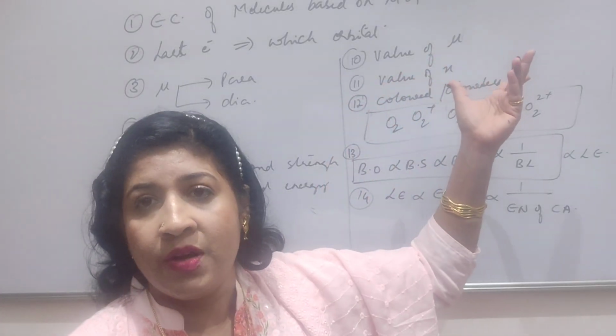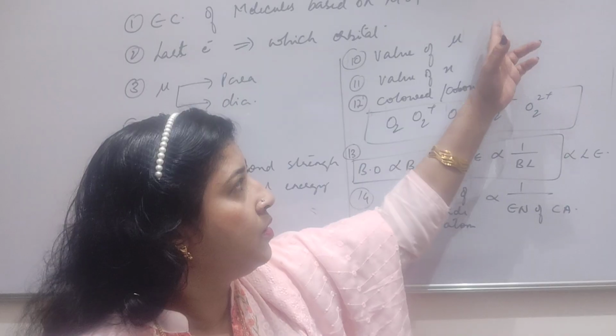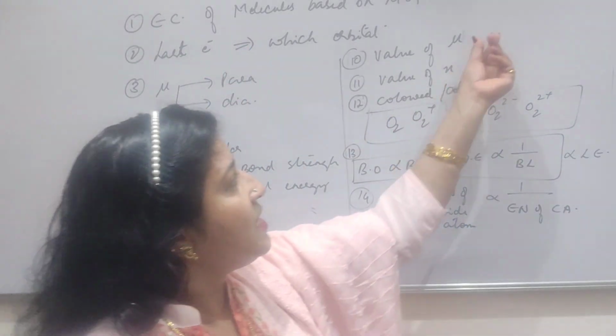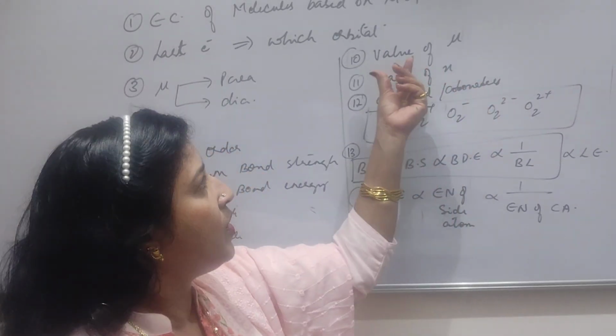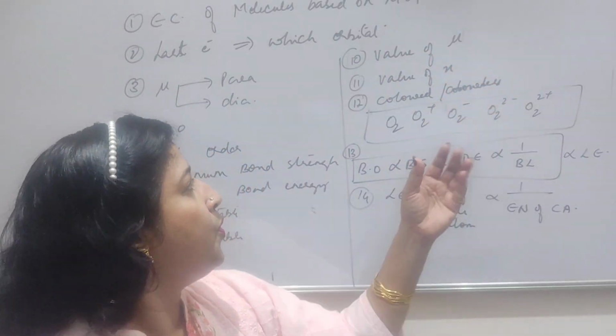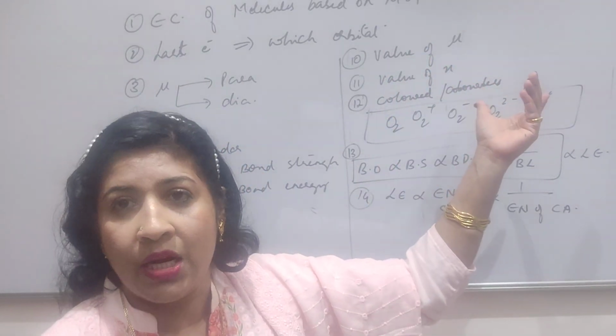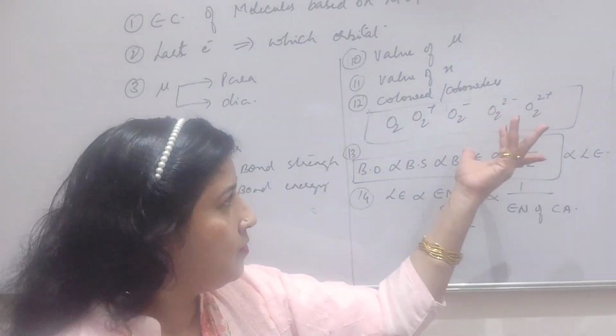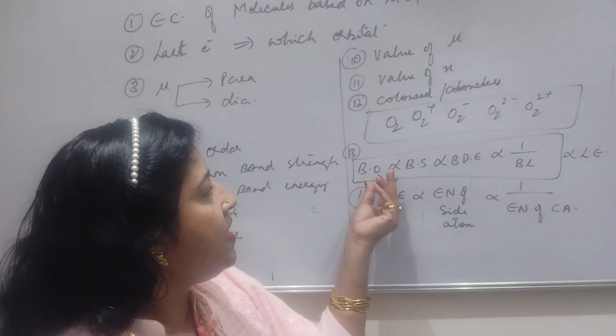The value of mu, this comes in coordination compounds, these three. Of course, this comes in chemical bonding of MOT. These three come in coordination compounds. What is the value of the spin magnetic moment? The value of N, the number of unpaired electrons, and the colored or colorless molecule or ion.